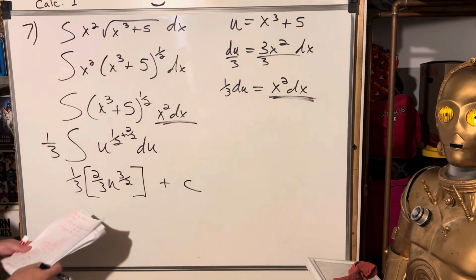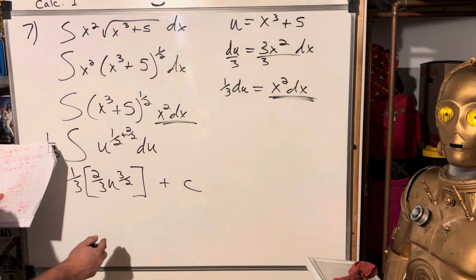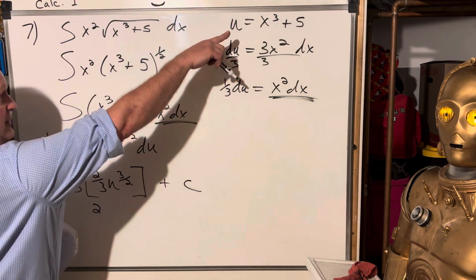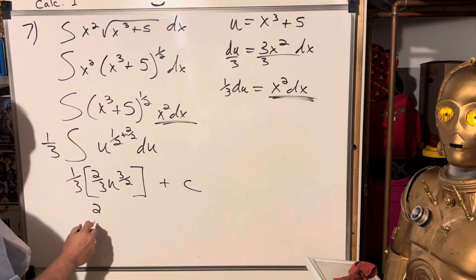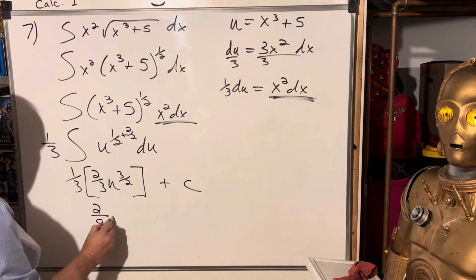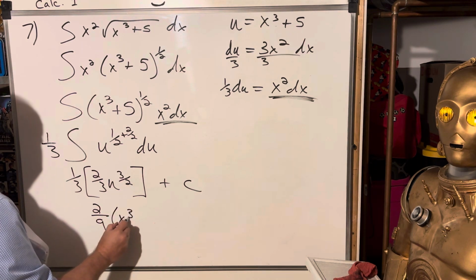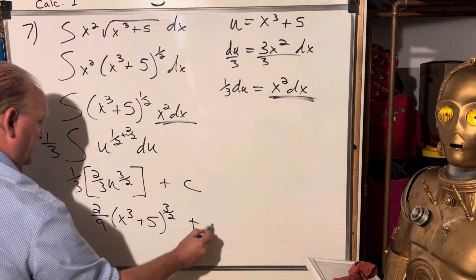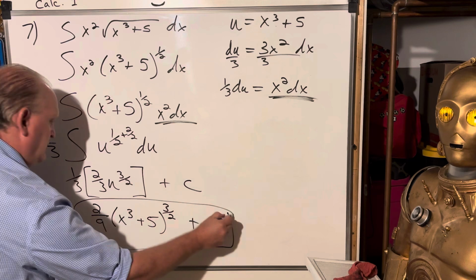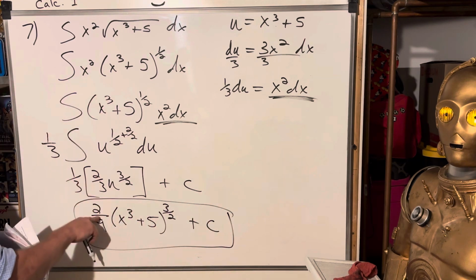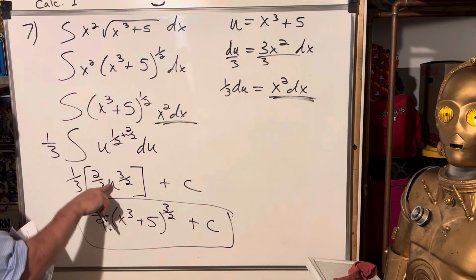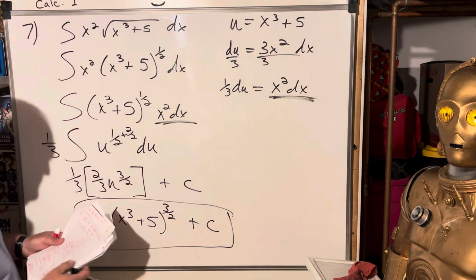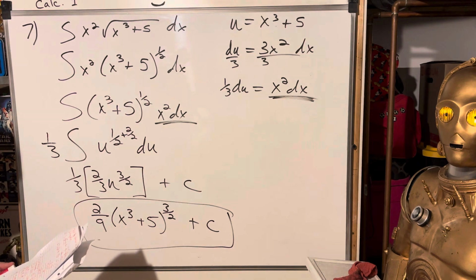And so, I mean, that would be fine. 2/9 would be better. But you can't leave a u. We got to put in the x. So there's no u in that original problem, so you got to put an x in there. So 2/9 x cubed plus 5 to the 3/2 plus c. So a lot of times you can simplify this, multiply top of it, get the 2/9, and put the u substitution back to x's in the same kind of step. Save a little paper, a little time.